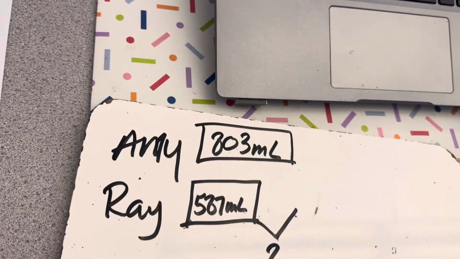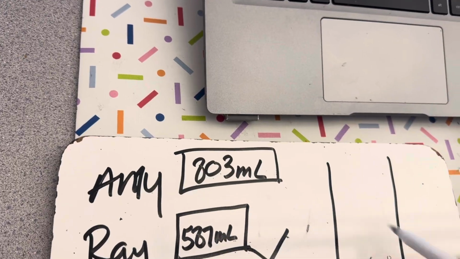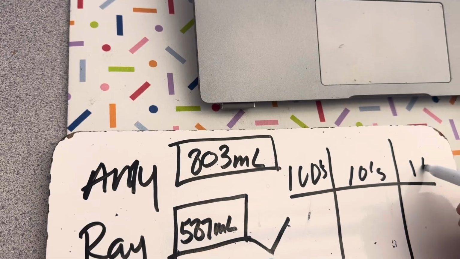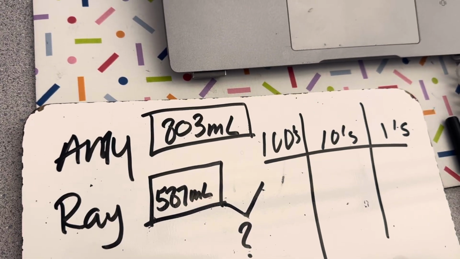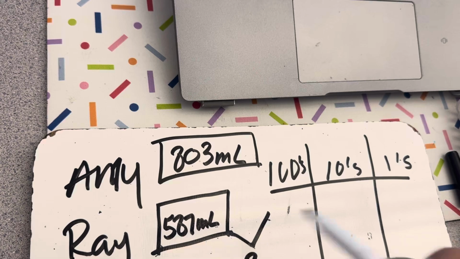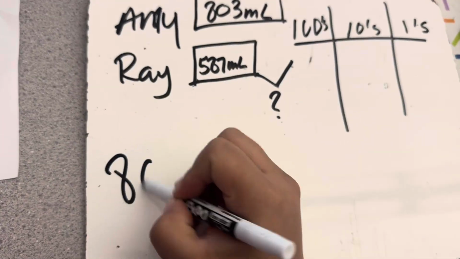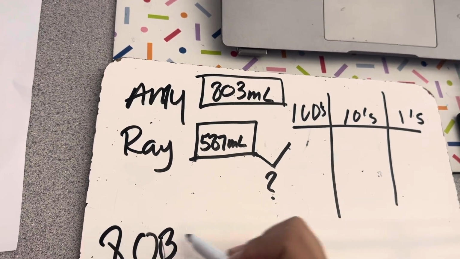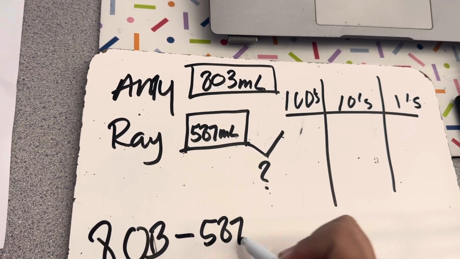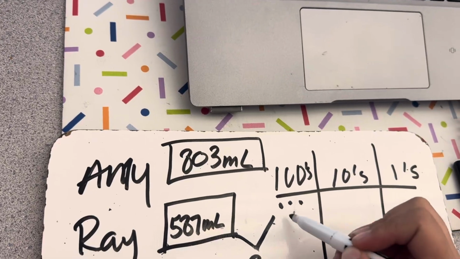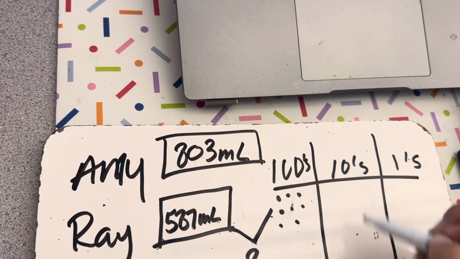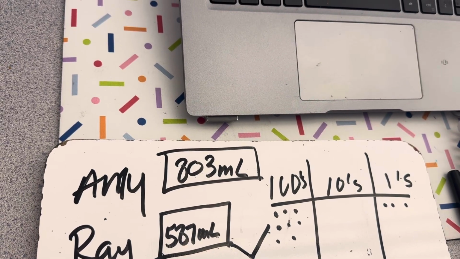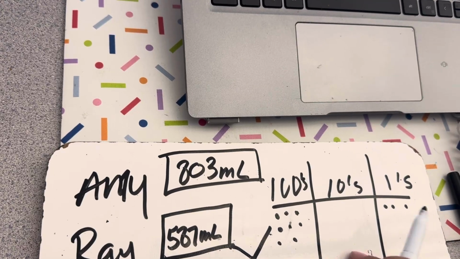That next part that we're going to do is, so this is multiple steps here. 100s, 10s, 1s. So we are going to be putting in 803. So at this point, students should have 803 minus 587. 1, 2, 3, 4, 5, 6, 7, 8. We have nothing in the tens, and then 3 here. So this is how we display 803.